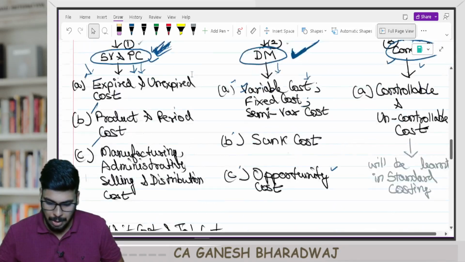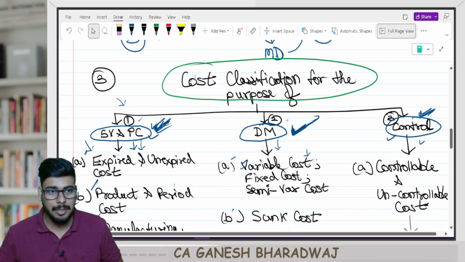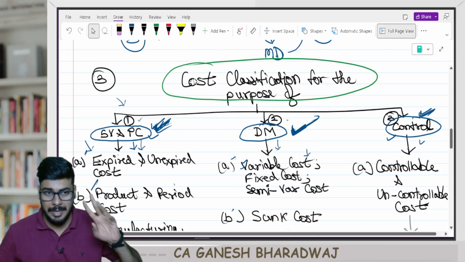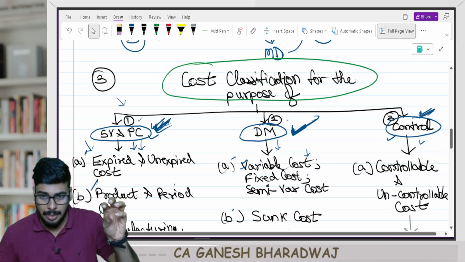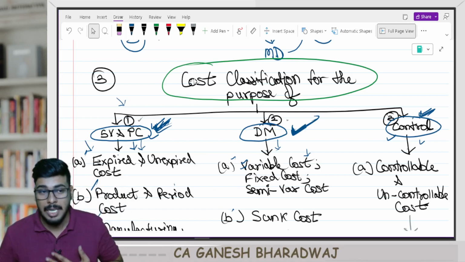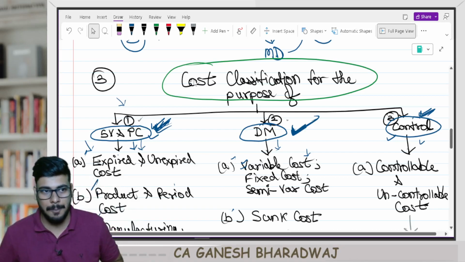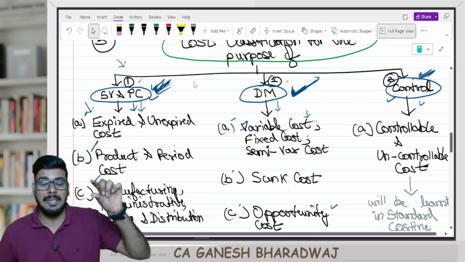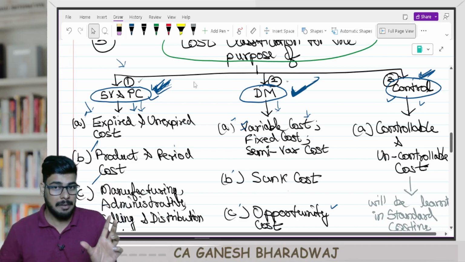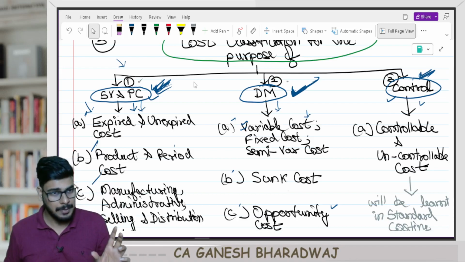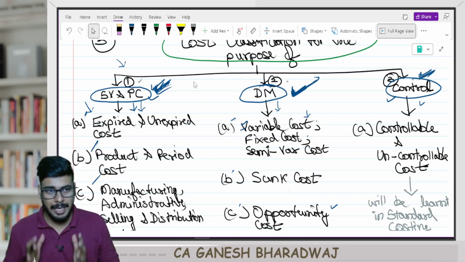Now, what is the name of our subject? Cost and management accounting. Basically, there are two words: cost accounting, management accounting. Clear with this? If you look at the CMA course, yes, they have a separate paper for cost accounting. They have a separate paper for management accounting, right? Here, basically, we are learning everything together.